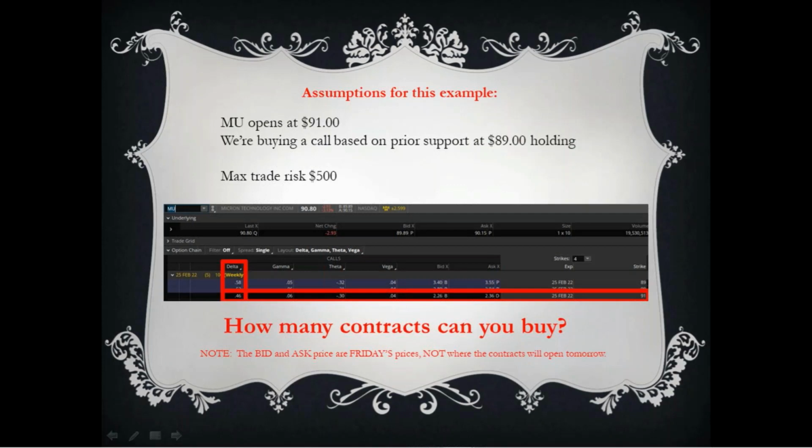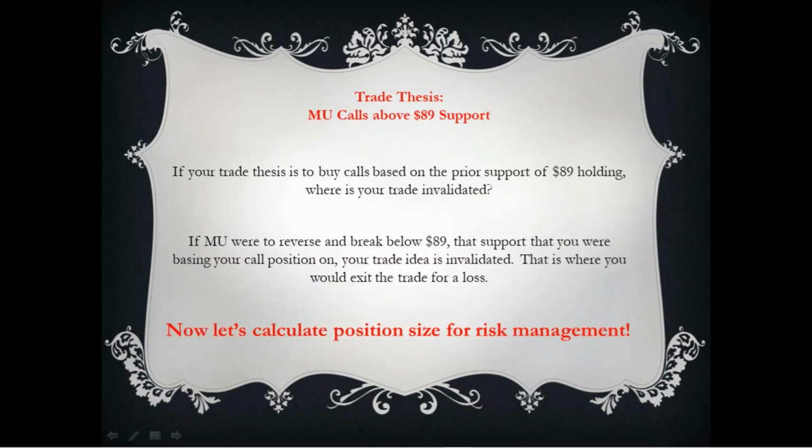Now there's kind of a hint on the screen there. If you guys are going, oh my God, I have no idea, well, you're in luck because I'm going to show you. Okay, so the trade thesis, again, MU, calls above that $89 support. If your trade thesis is to buy the calls based on the prior support of $89 holding, where's your trade invalidated?